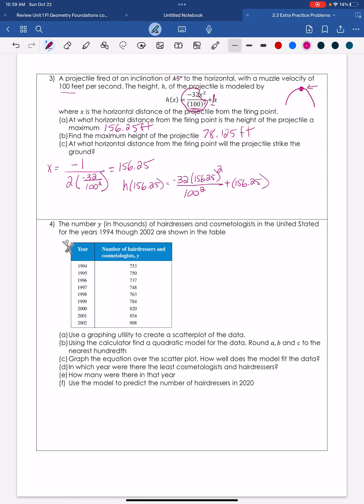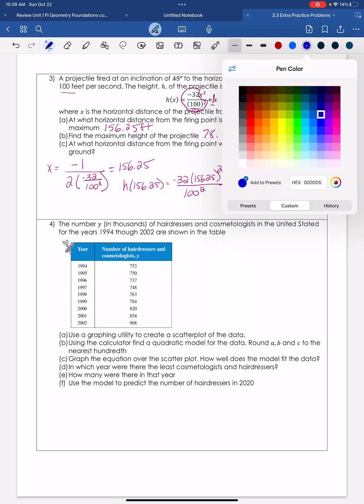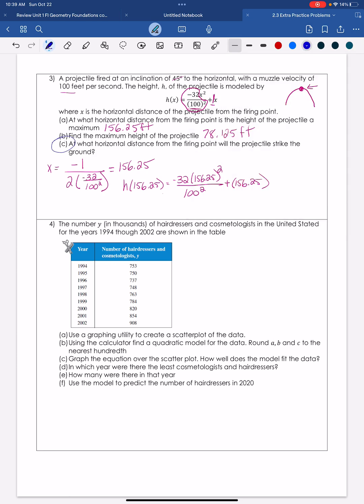The last one, I wish I'd left a bit more room for this. At what horizontal distance from the firing point will the projectile strike the ground? That's when h of x is equal to 0. So I'm going to say 0 is equal to negative 32 over 100 squared x squared plus x. We can just solve this by factoring, so it's x times (negative 32 over 100 squared x plus 1).